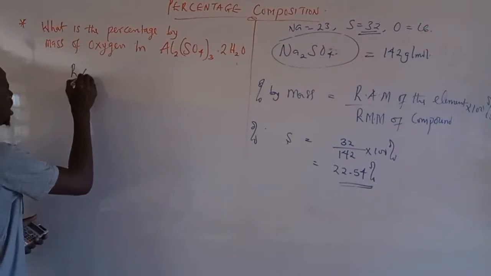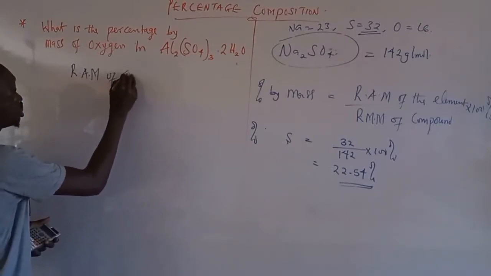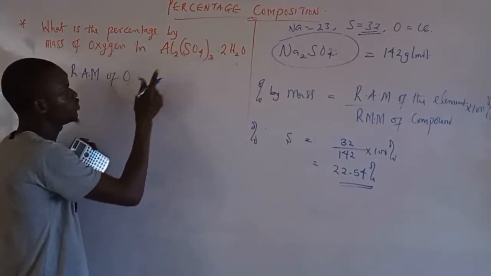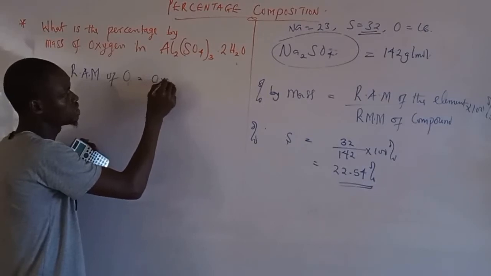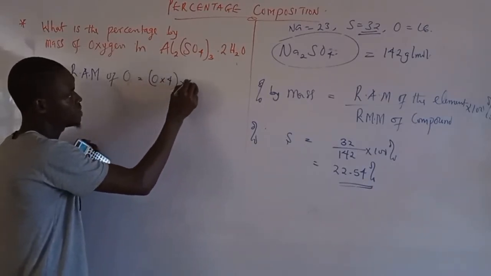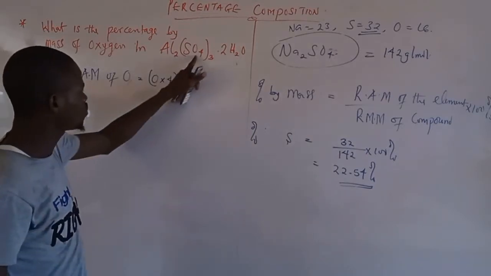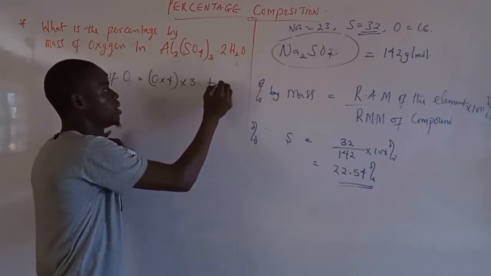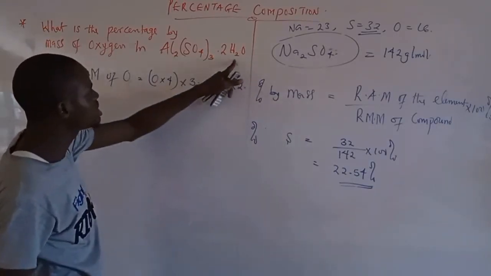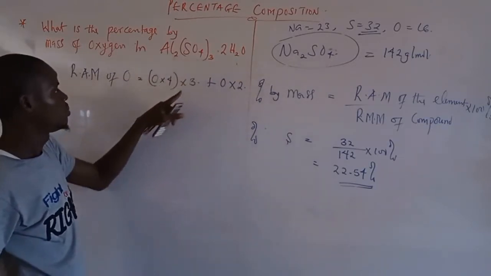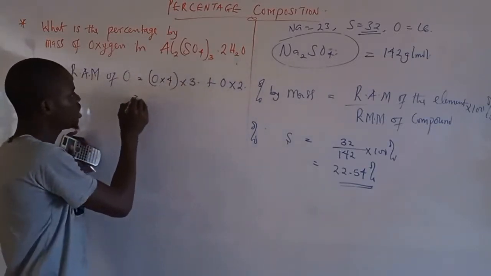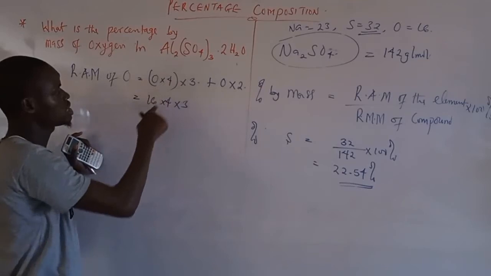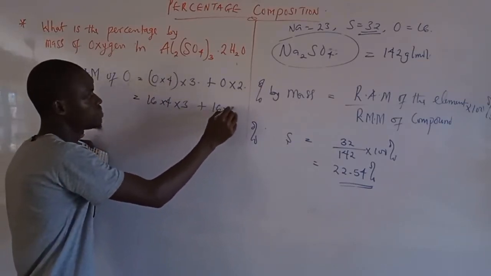I'll find the relative atomic mass of oxygen. Now, what will be the relative atomic mass? Consider this place here. We have mass of oxygen times 4, times 3, plus, this one should be added to this, oxygen times 2. We have oxygen here, we also have oxygen here. So oxygen times 4 plus oxygen times 2. As you know, oxygen is 16. 16 times 4 times 3 plus 16 times 2.